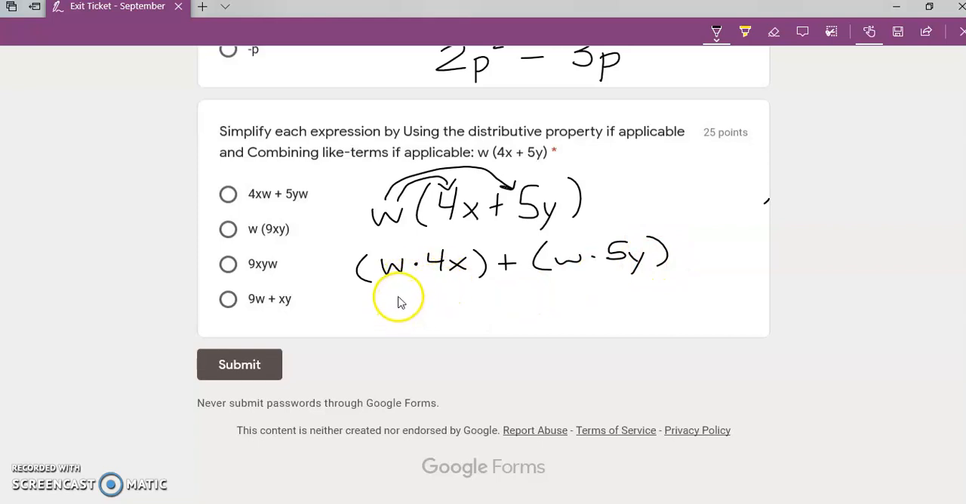So w times 4x is just going to be 4xw. And then over here, 5y times w is just 5yw. So again, there's nothing we really did besides combine the variables together. And so our answer would be letter A, 4xw plus 5yw. And that's it.